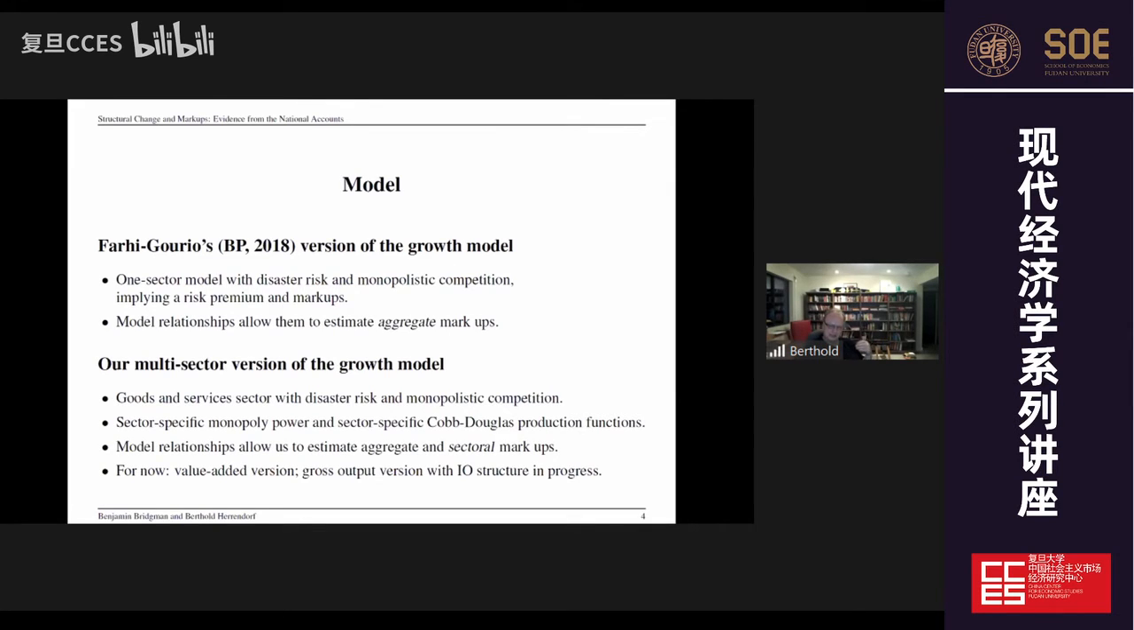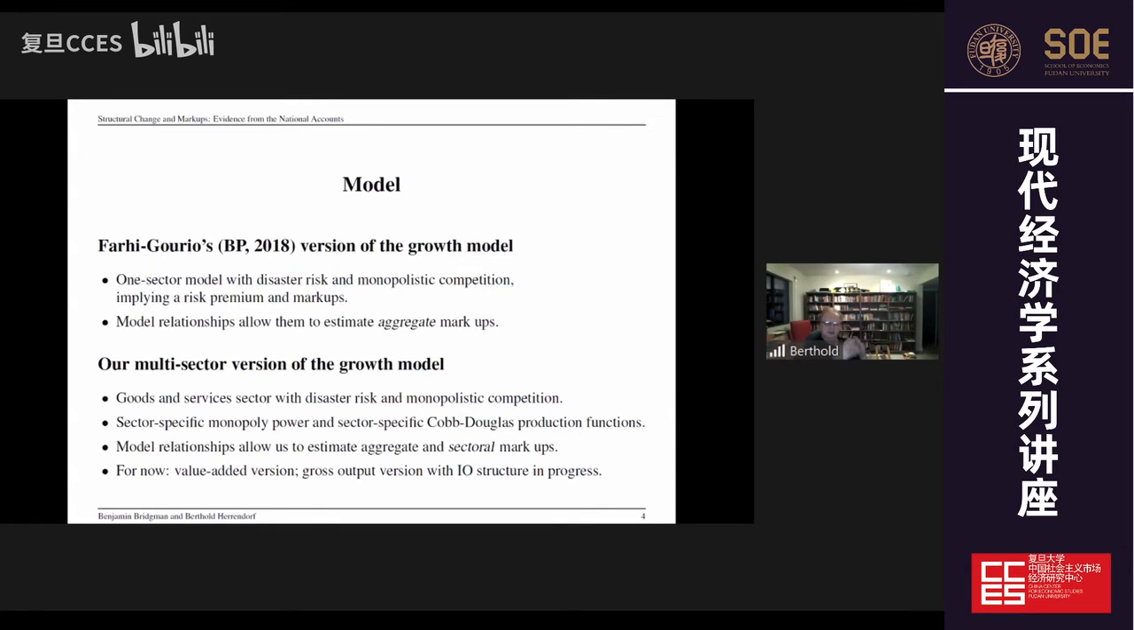I should say right up front, the disaster risk is an elegant way of generating a risk premium, but it's just one way. There could be many other ways in which the risk premium could be generated. And you'll see later on in the calibration, it doesn't really matter where it comes from. I just wanted to write down a model where I get a risk premium. But what we read off the data is the risk premium for anything that could have generated it. So that's kind of an advantage.